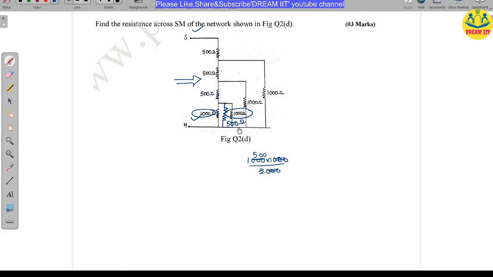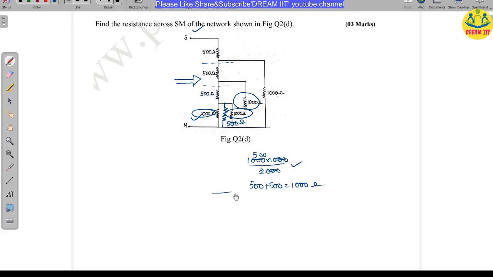This 500 and this 500 are both in series. So another equivalent is 500 plus 500, which is 1000 ohms. You got 1000 ohms up to this point. After that, once again 1000 and 1000. Here you can observe this 1000 is also in parallel, so once again you will get 500. Up to this point, once again you will get 1000.